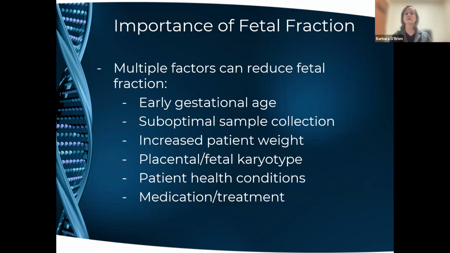So the factors that can reduce the fetal fraction are early gestational age, so if you draw the sample too early, obviously suboptimal sample collection, increased patient weight, so an increased BMI, and placental and fetal karyotype, so if you have an aneuploidy, that can decrease the fetal fraction. Certain patient health conditions, so conditions with high cell turnover, such as sickle cell and malignancy, we'll go through a couple of others later on, and then medication treatment. So if a patient is on Lovenox, that can also decrease the fetal fraction.